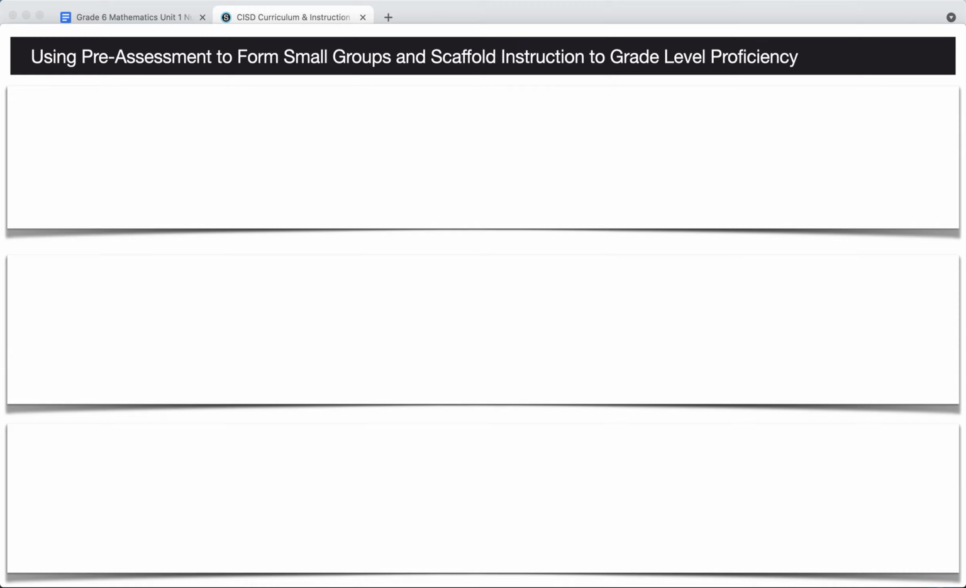Okay, sixth grade math educators. This year more than ever, we need to be very intentional in using pre-assessment to form small groups and scaffold instruction to grade level proficiency.